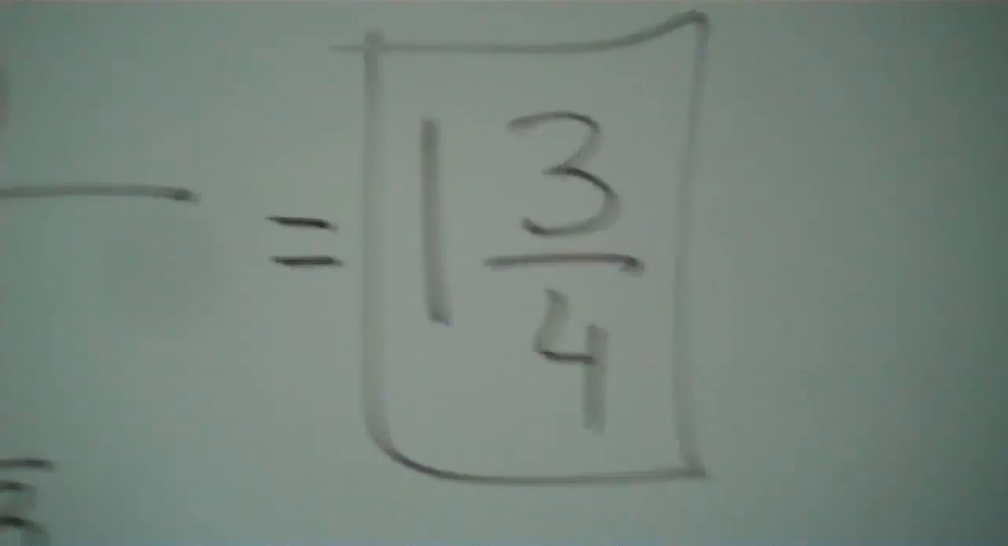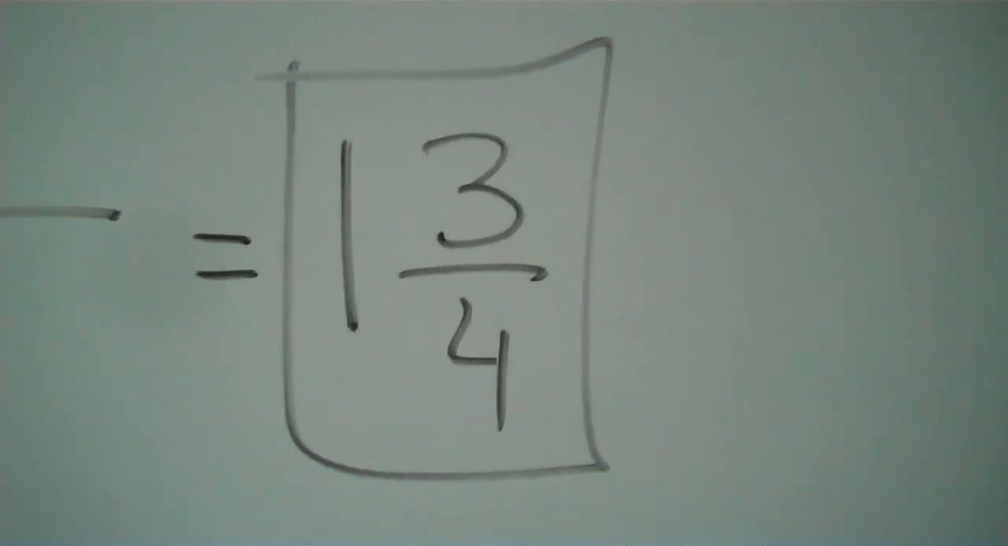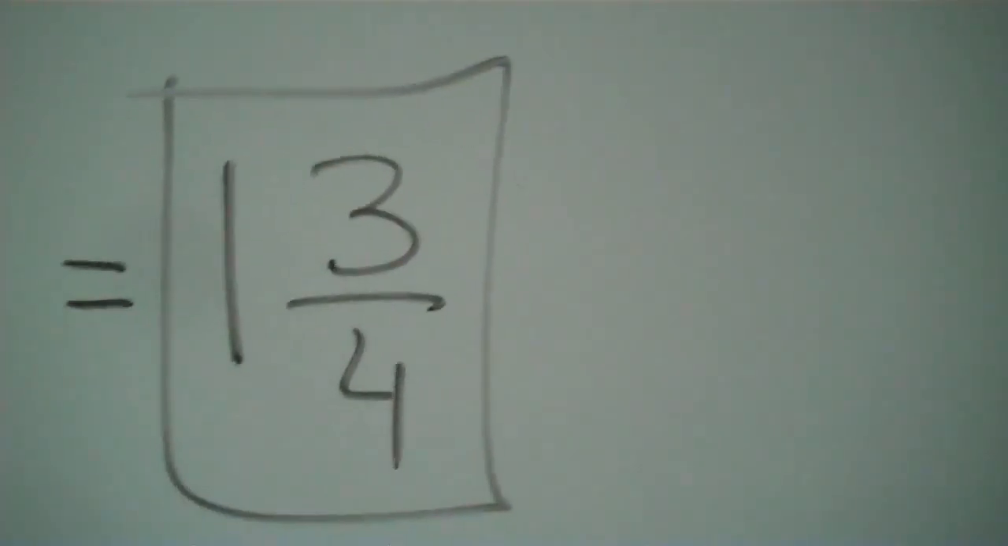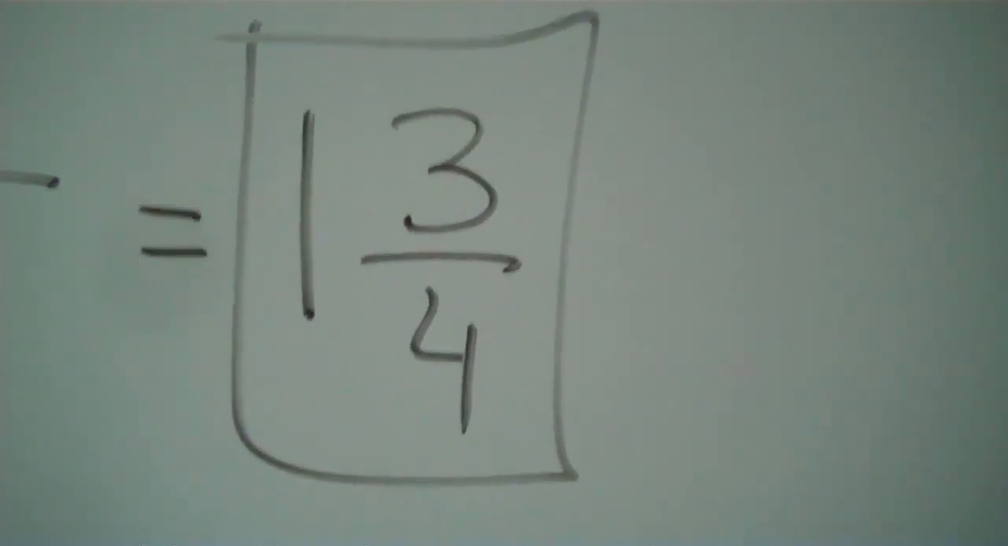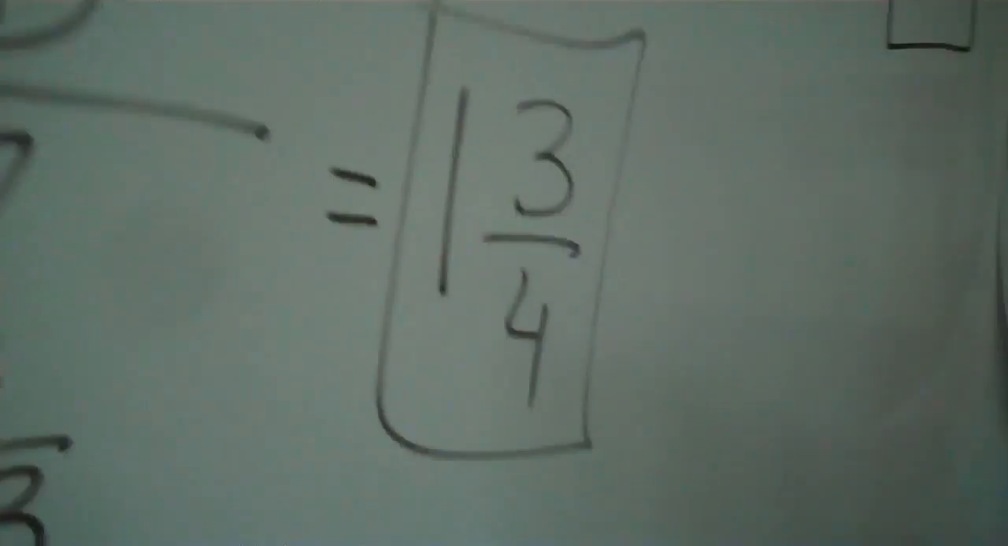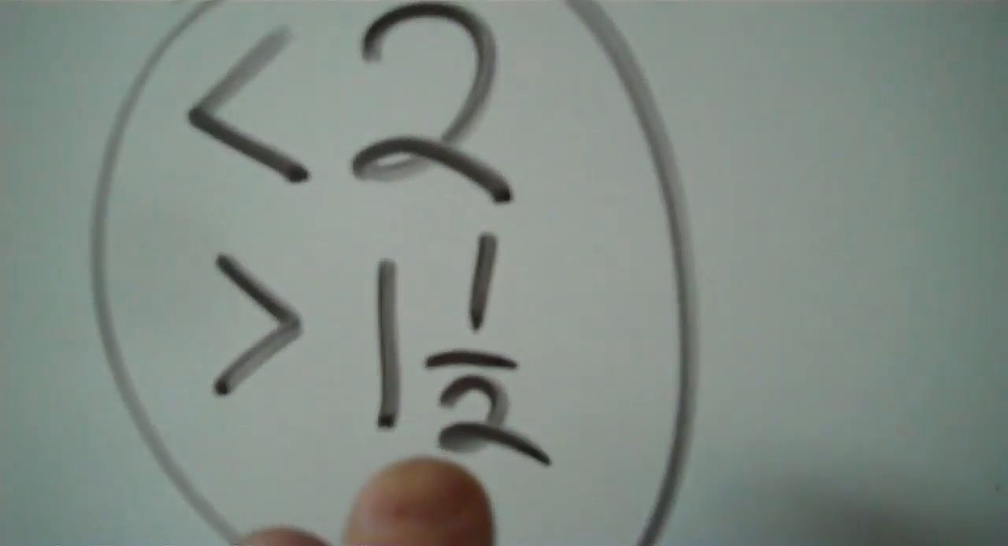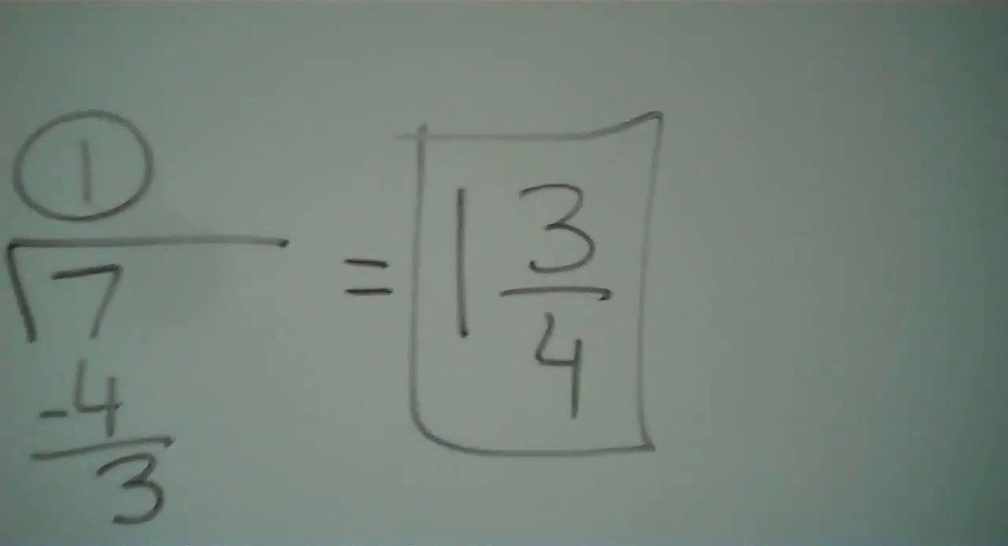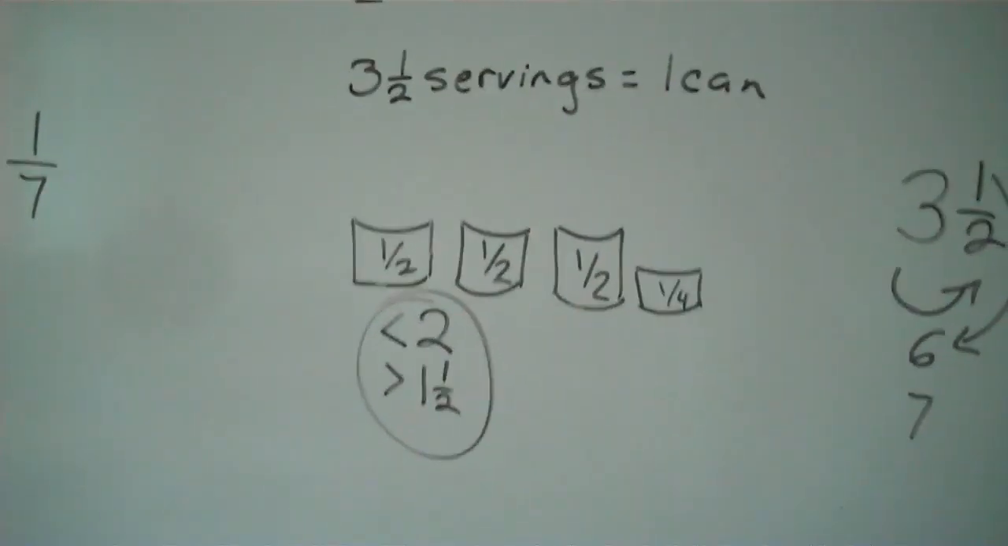Let's make sure this is right. I think that 1 3/4 is how many cups of green beans are in this can. Is my answer less than 2? Yes, it is. Is my answer greater than 1 and 1/2? 3/4 is greater than 1/2. That means that my answer is not only right, but this is probably the exact way that I would solve this problem. Take a good look.